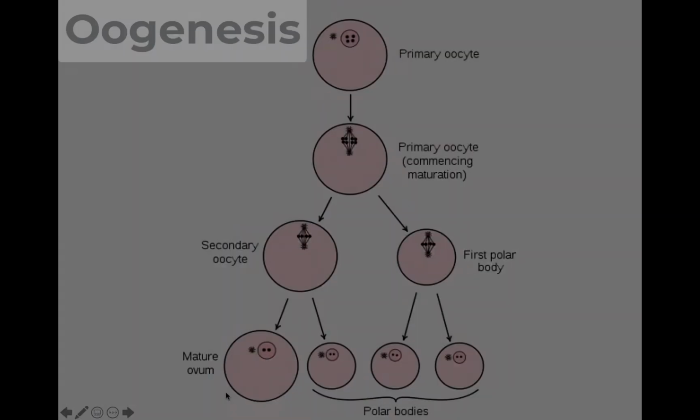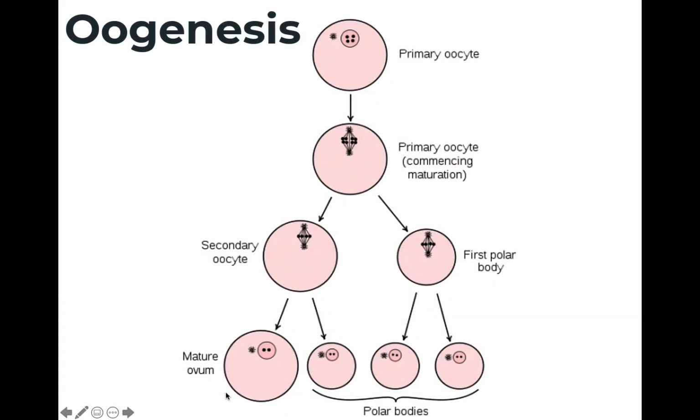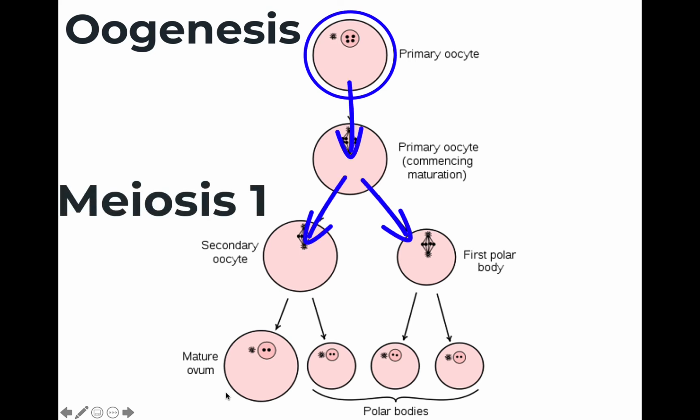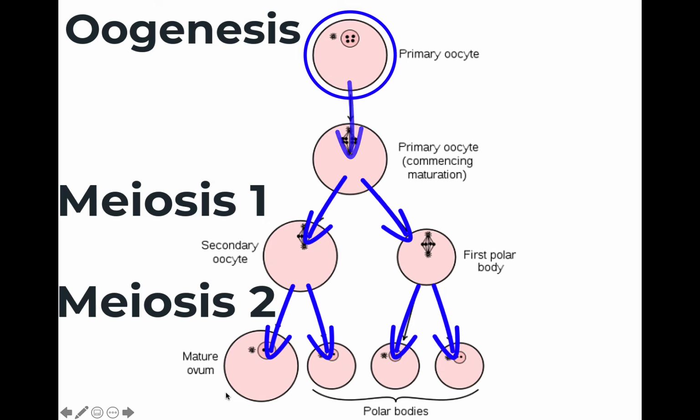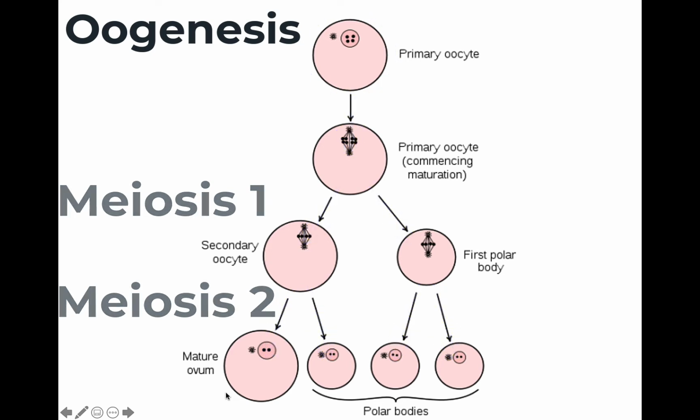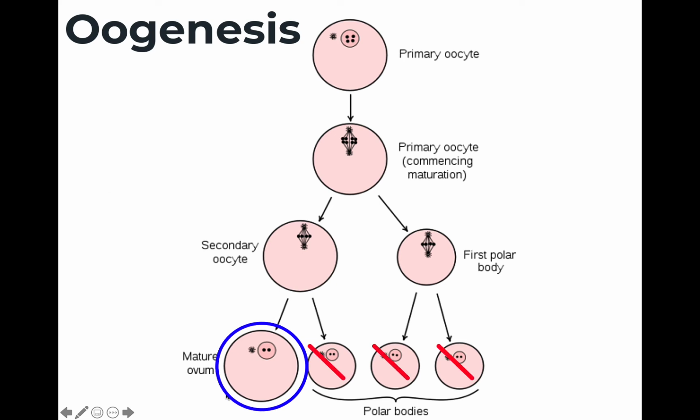The 12-day process of egg development is called oogenesis, in which a single immature egg called a primary oocyte goes through meiotic division, producing 4 cells. Of the 4 cells produced by meiosis, only one survives as a mature egg, called the mature ovum. The other 3 are called polar bodies. They degenerate and then are phagocytized by other cells.